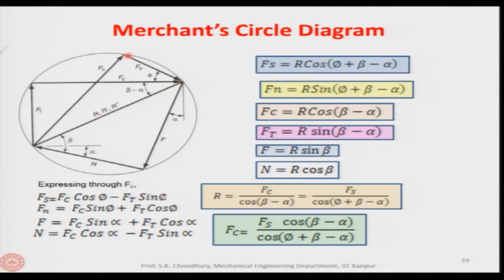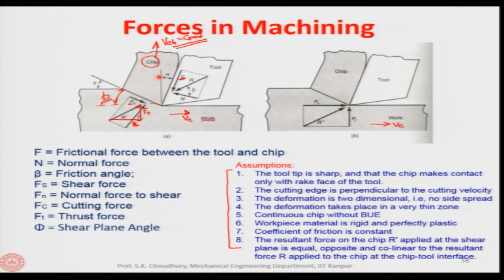Now, between the Fs and the Fc, the angle is phi, which is called the shear plane angle. Let us see in this slide, for example, between the Fs, which is parallel to the shear plane, and Fc, which is here, parallel to the Vc. So, here will be the Fc and here will be the Fs. Between them, the angle is called phi.